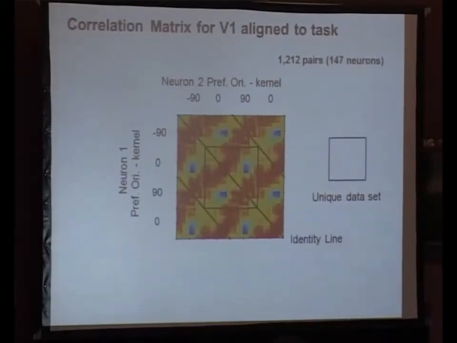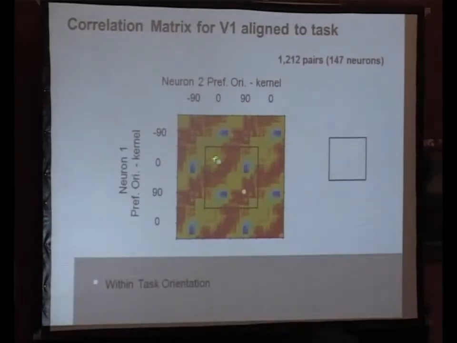That's the identity line running down and to the right. One thing you can see is this doesn't fit neatly with either prediction. It's certainly not a symmetric matrix. Clearly there are changes going on, and there are peaks roughly where we'd expect. So this shows you the peak. This is zero, the center of the within task pools. And this trough here is quite close to the cross-task orientations.